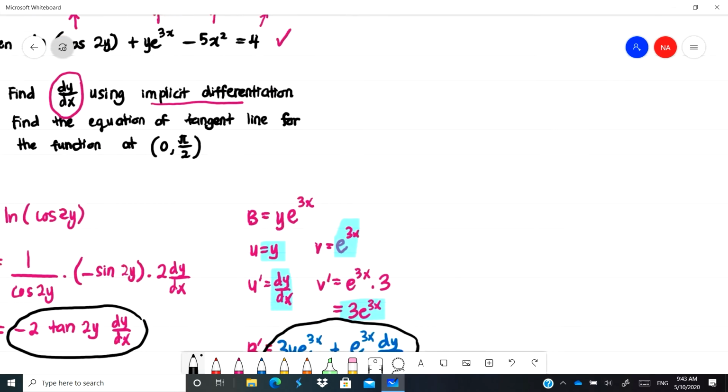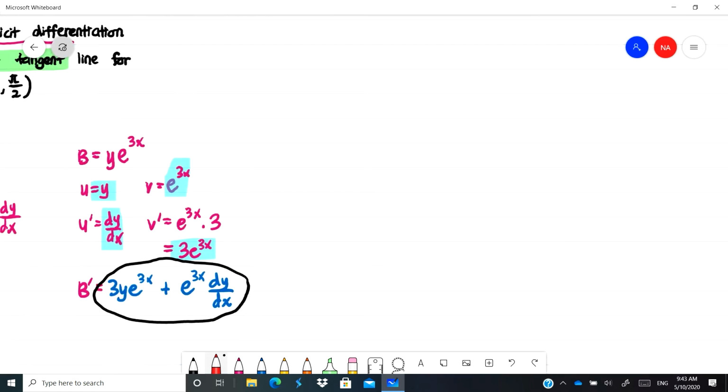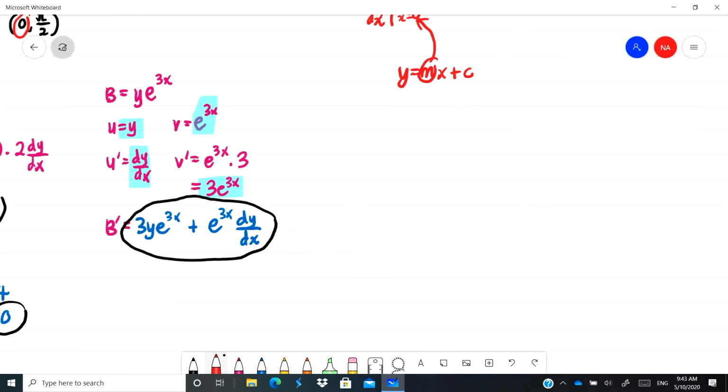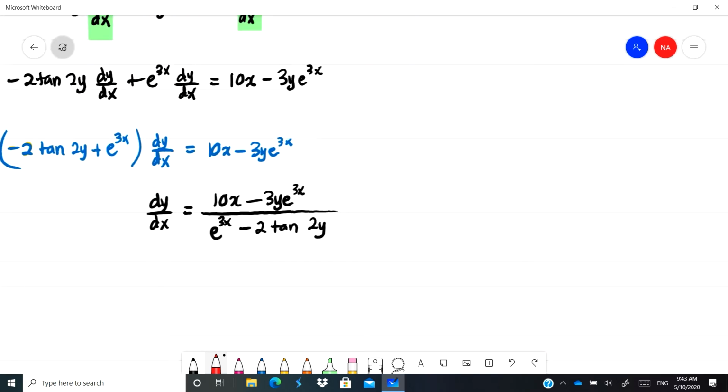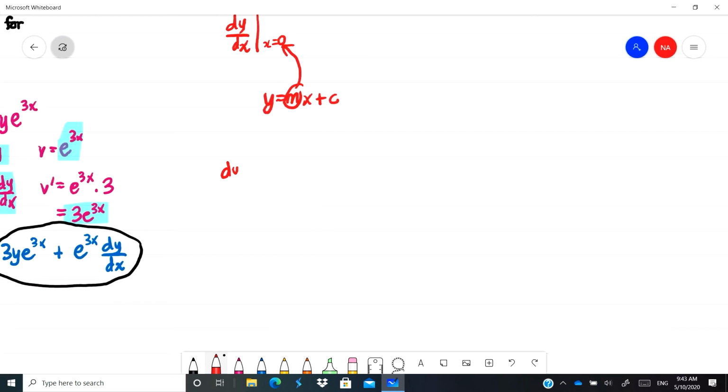So now what I'm going to do is to find the equation of the tangent line. We know that the equation of the tangent line is actually the equation of a straight line. So we should start with y equal to mx plus c, because the tangent is a straight line. To find the m, we'll have to use the dy over dx at x equal to 0. We already have the dy over dx given by this function.